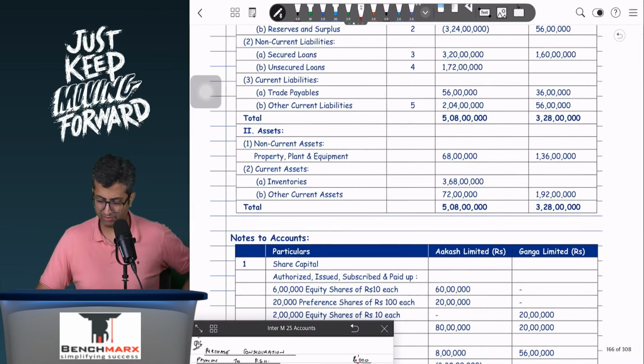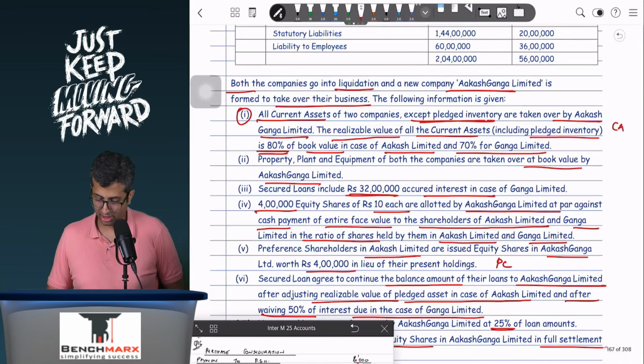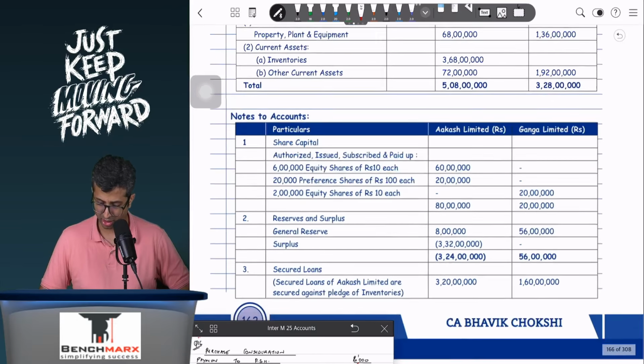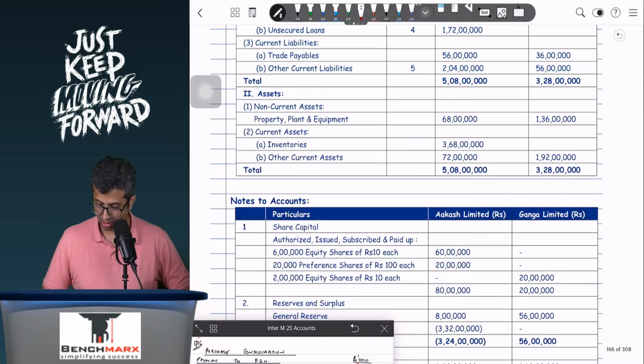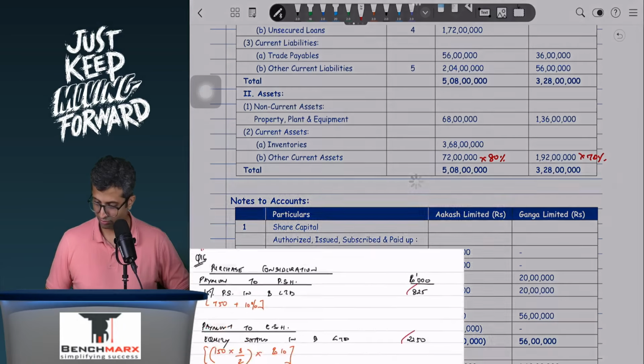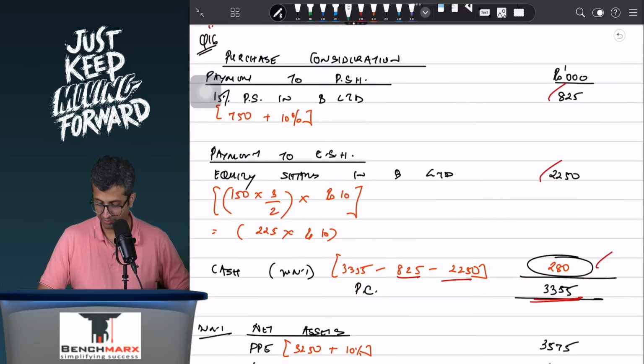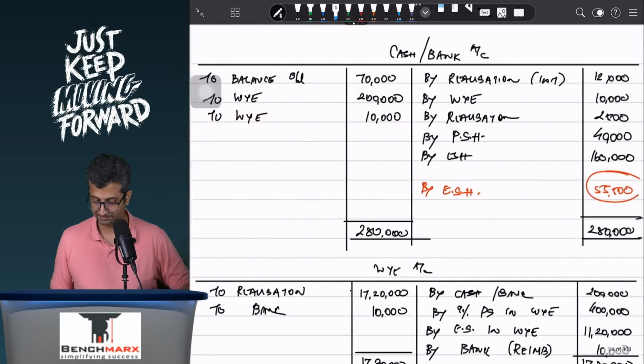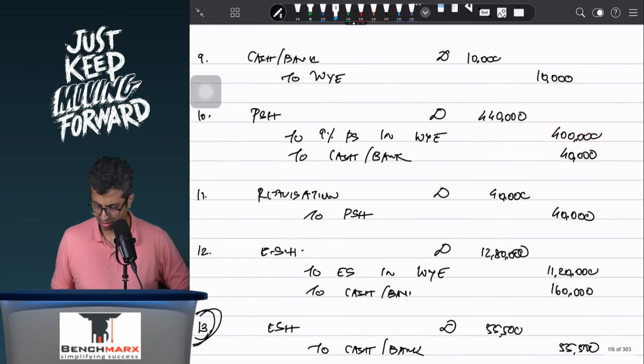So if you take each and every item over here, first they say all current assets of the two companies are taken over by Akash Ganga, and the realizable value of all current assets, including pledged inventory, is 80% for Akash and 70% for Ganga. So this is 80%, this is 70%. Now this is taken over. So this is 72 lakhs into 80%, which comes to, I believe, 57 lakh 60, and 192 into 70% is 1 crore 33 40.